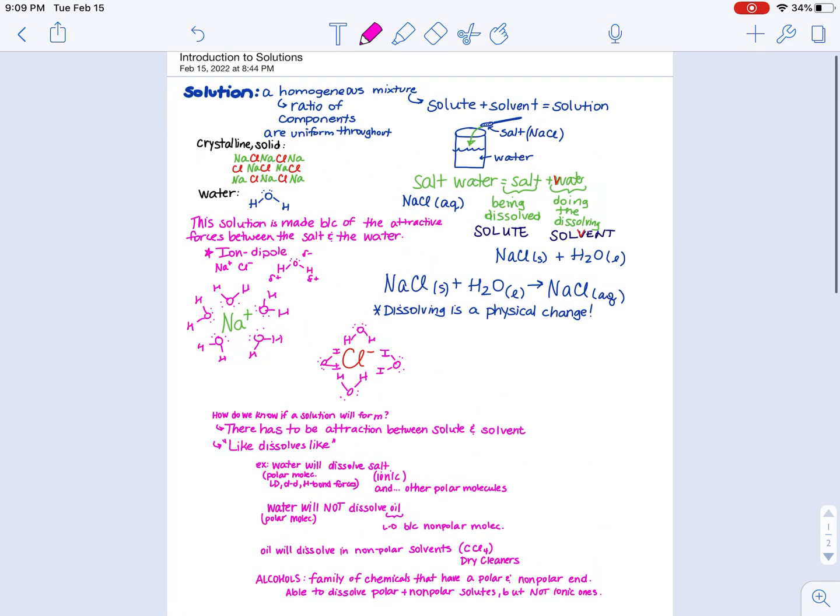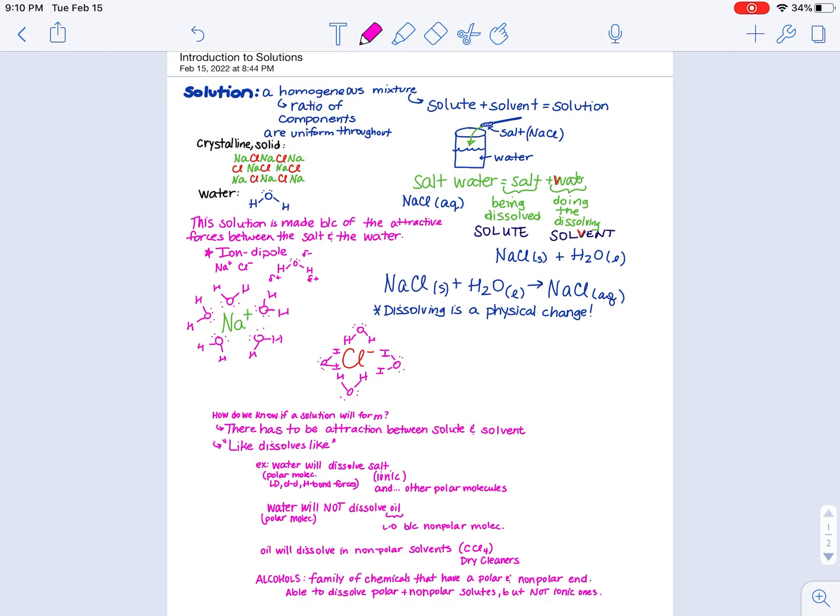So to summarize one more time, a solution is a homogeneous mixture. Homogeneous means the ratio of the components are uniform throughout. In other words, you take a sample from the top, the middle, and the bottom, and you will have an equal distribution or an equal ratio of the solute to the solvent in all three of those samples.